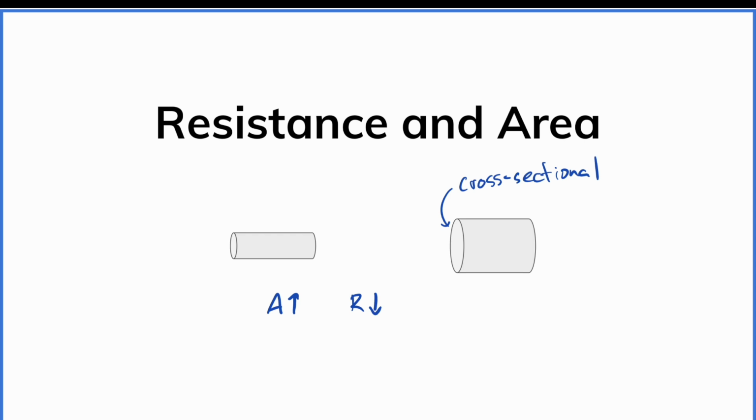So when you're thinking about the cross-sectional area versus the resistance, those are inversely proportional. One way mathematically we could say that is A times R is a constant. That's one way to show that two values are inversely proportional.